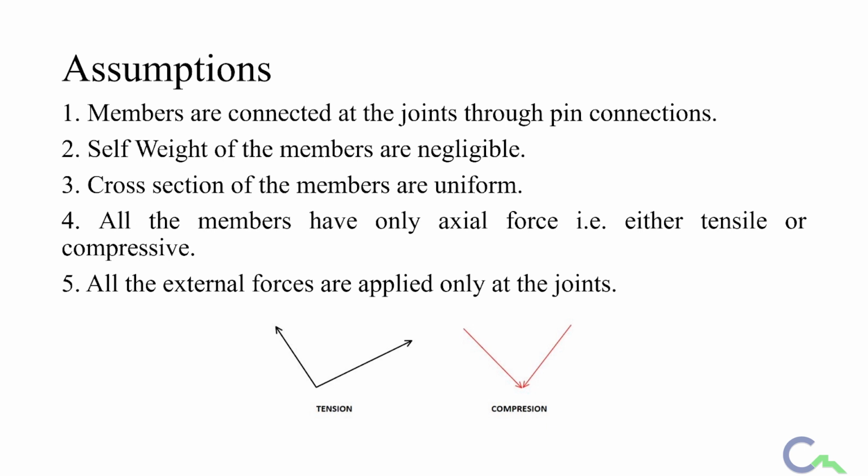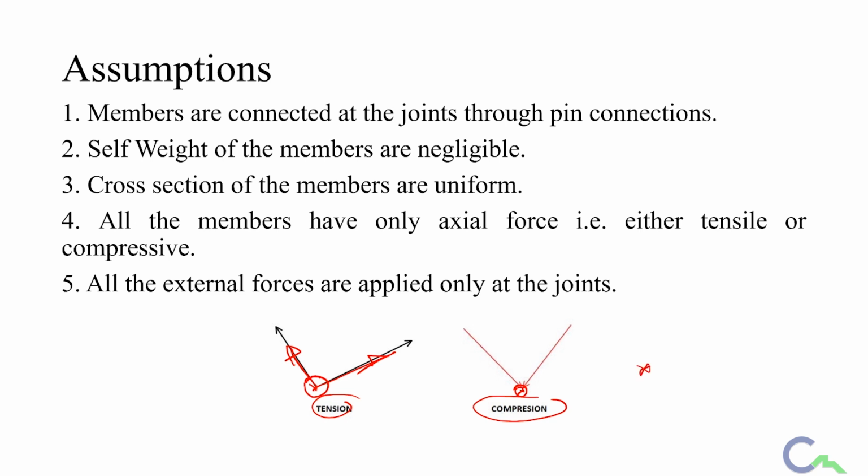Then the second point, self weight of the members is negligible. So compared to the total weight it is going to carry, whatever the self weight of the members of the truss, I can neglect that. The third one, the cross section of the members is uniform. All the members have only axial force, either tension or compression.